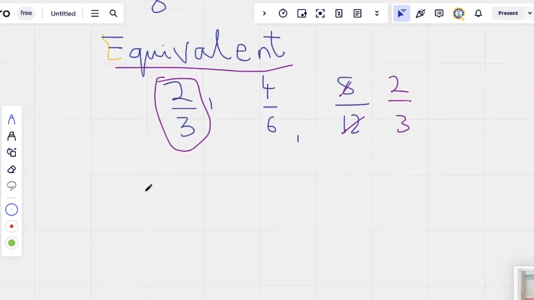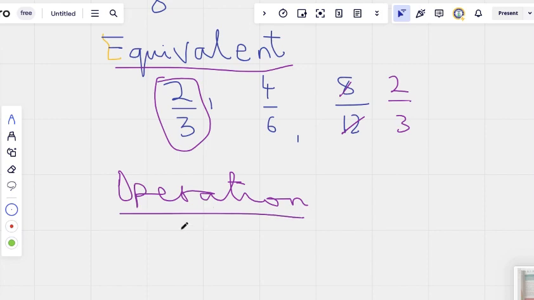Now let's go to operations of fraction. Fractions can be added, subtracted, multiplied, and divided. We can apply BODMAS to fractions, depending on where you're looking at it from.